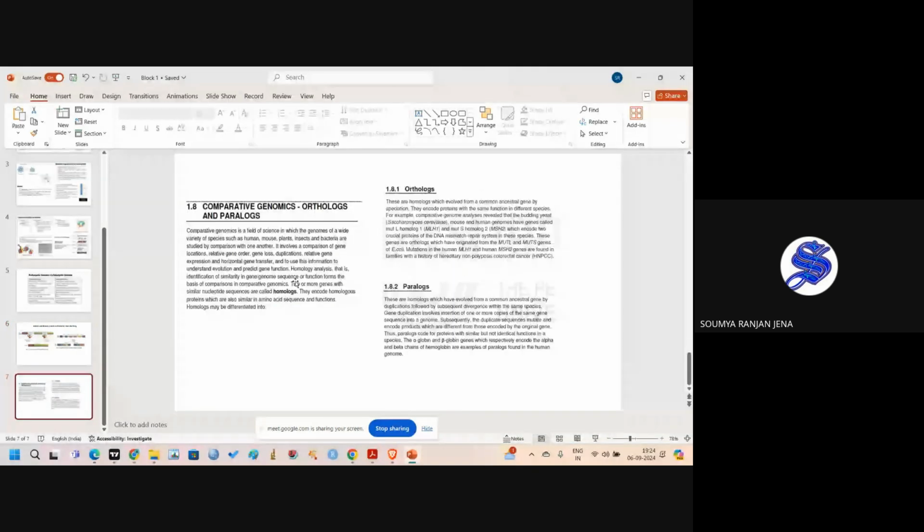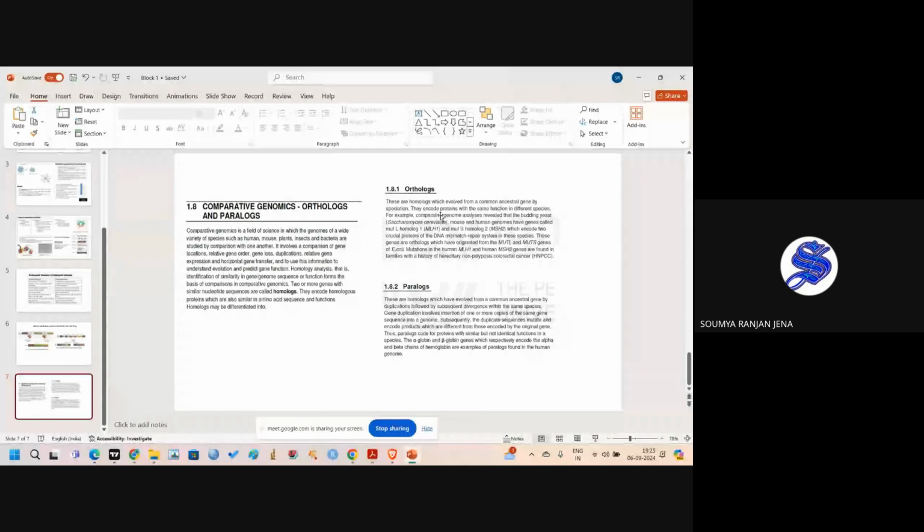Then we discussed comparative genomics, orthologs and paralogs. Two or more genes with similar nucleotide sequence are called homologs, and these homologs are categorized into two types: orthologs and paralogs. Orthologs are homologs which evolved from a common ancestral gene by speciation.